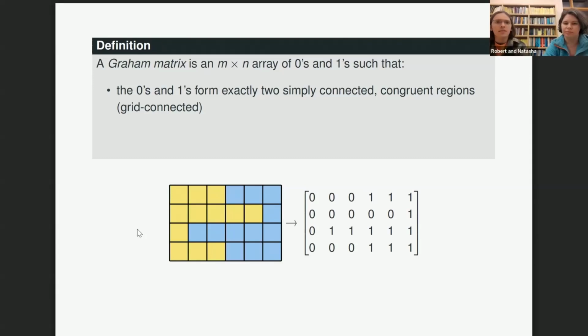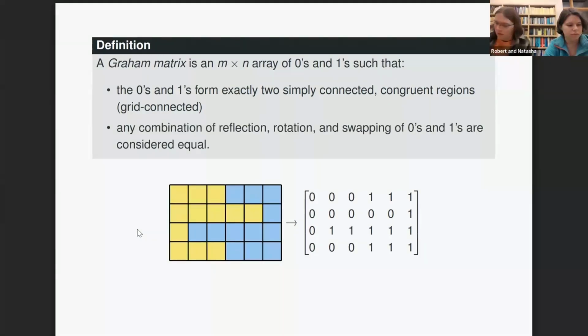So a Graham matrix is an m by n binary array, so just zeros and ones, where the zeros and ones will form exactly 2 simply connected congruent regions. So no holes, they've got to be the same up to rotations or with rotations and reflections, and the connectivity is just grid connected, so up, down, left, right. And we'll say that 2 Graham matrices are actually the same matrix if you can get from one to the other by reflecting them, rotating them, swapping zeros and ones, anything like that. So just a one-to-one translation from the colorful rectangles to the matrices.